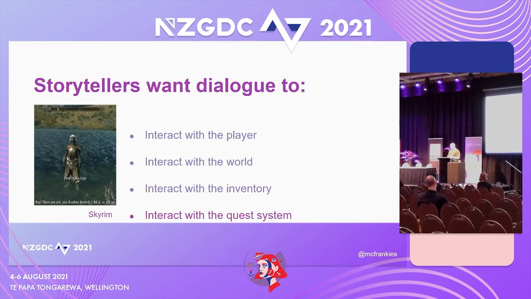Finally, they want to interact with the quest system. So these last two are pretty similar. Really, these two are representative of the systems which you have in your game with which the dialogue could be expected to interact with. In this quest example, the storytellers want to be able to start, update, and complete quests all from within the dialogue system.